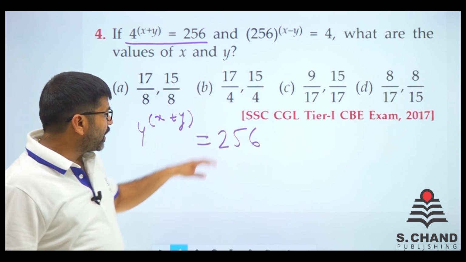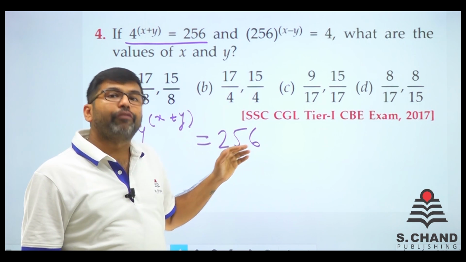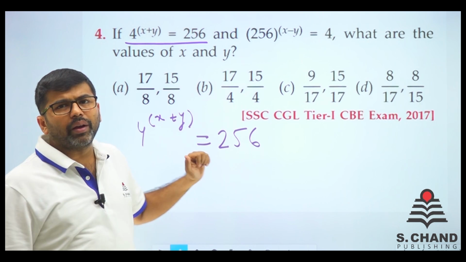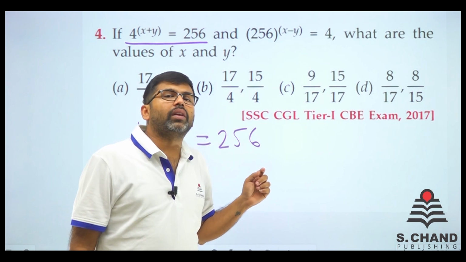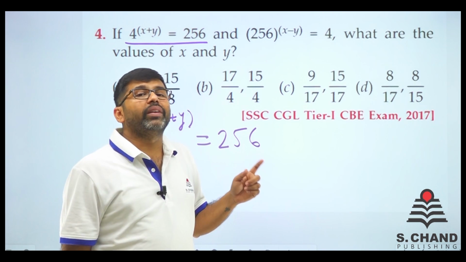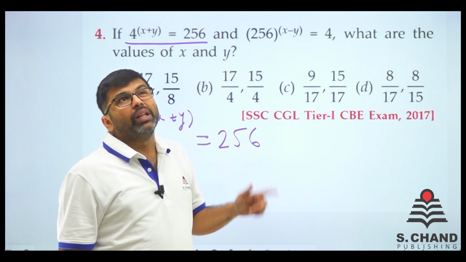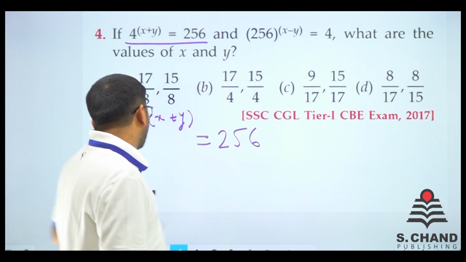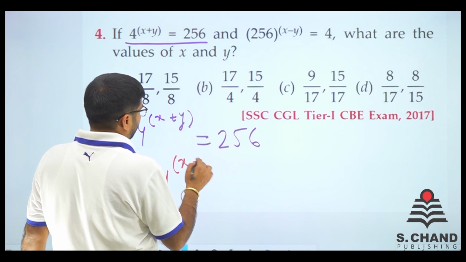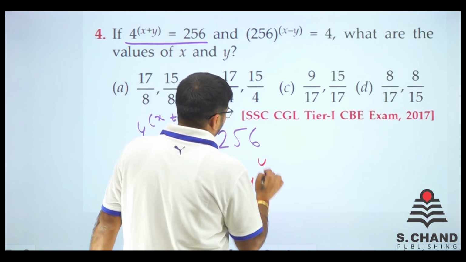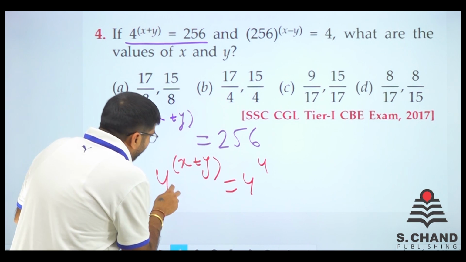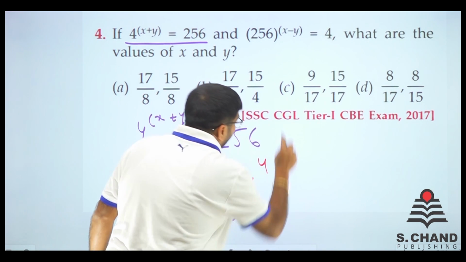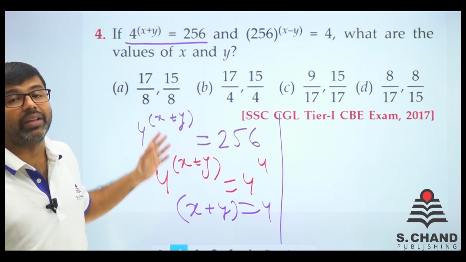Let's do one thing. Just put that 256 in the base 4. If you remember, how much is 4 raised to power what equal to 256? 4 raised to power 1 is 4. 4 raised to power 2 is 16. 4 raised to power 3 is, if you remember, 64. And 4 raised to power 4 is 256, right? So what I do is 4 raised to power x plus y is equal to 4 raised to power 4. That means if the base is same, the power must be same. x plus y is equal to 4. That I got from the first equation.